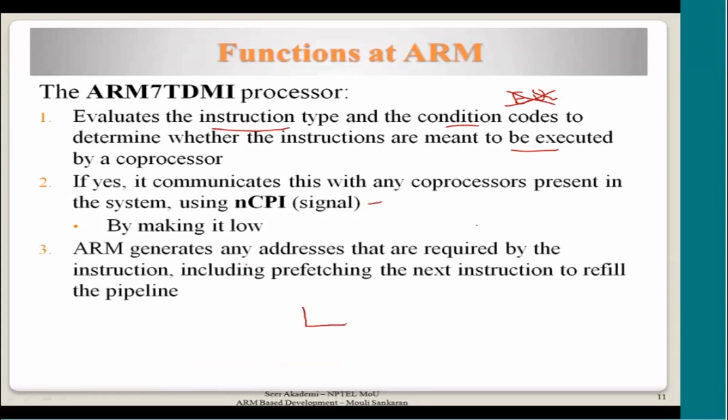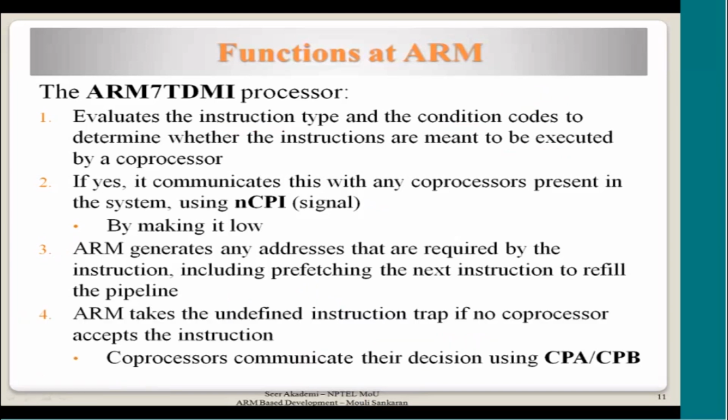Now I told you that ARM is connected to the address bus, not the coprocessors. So ARM alone will generate the addresses required for the instruction fetch, and also if a floating point or coprocessor instruction needs a memory access, the address is generated by ARM. These coprocessors cannot generate any address because they are not even connected to the address bus. So they can't access the memory directly. They have to go through the core only.